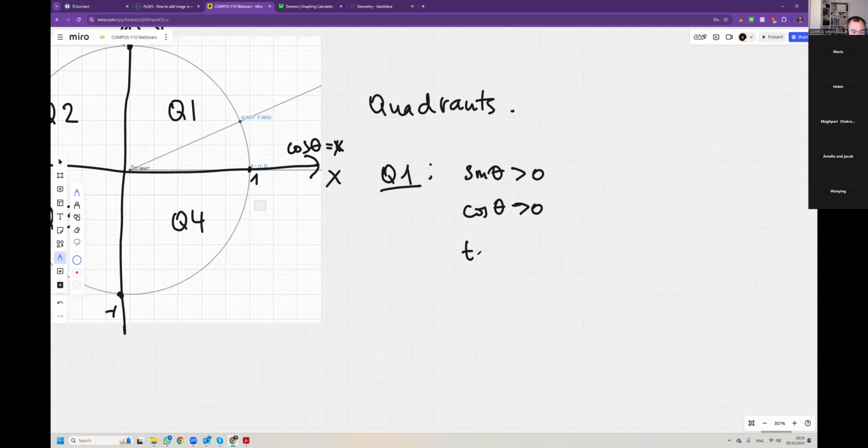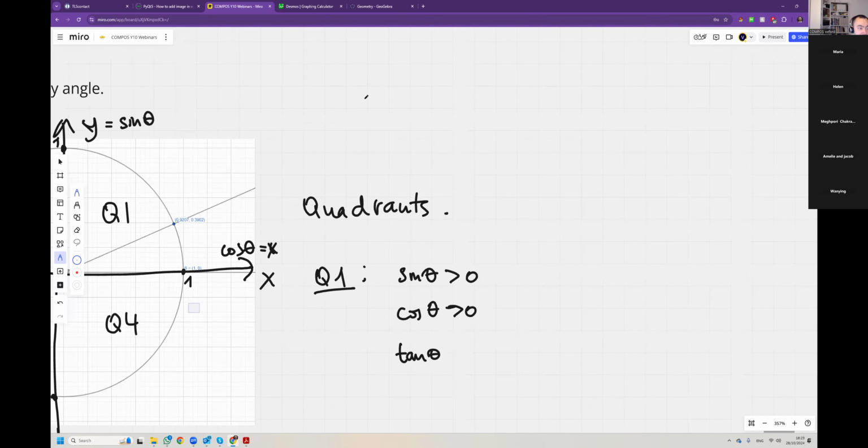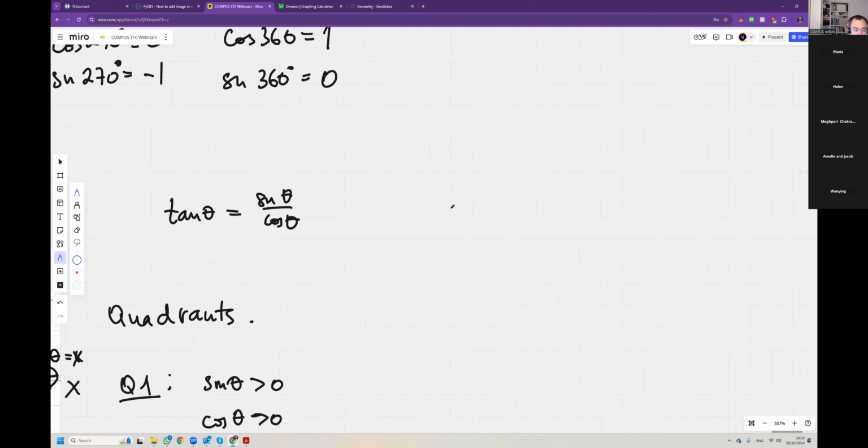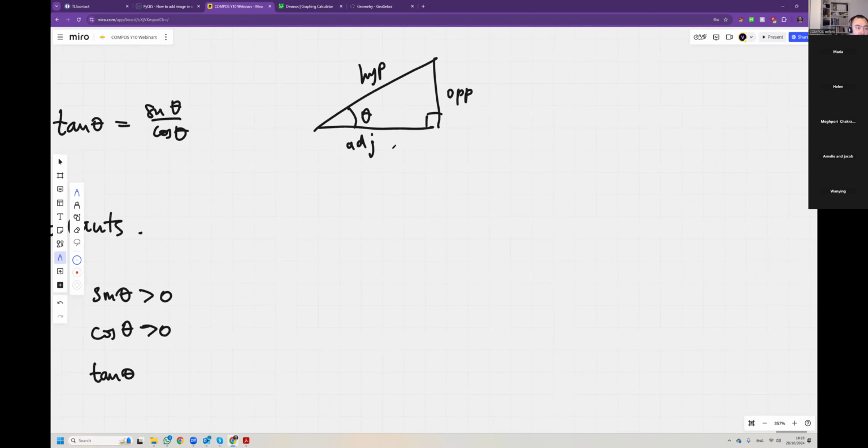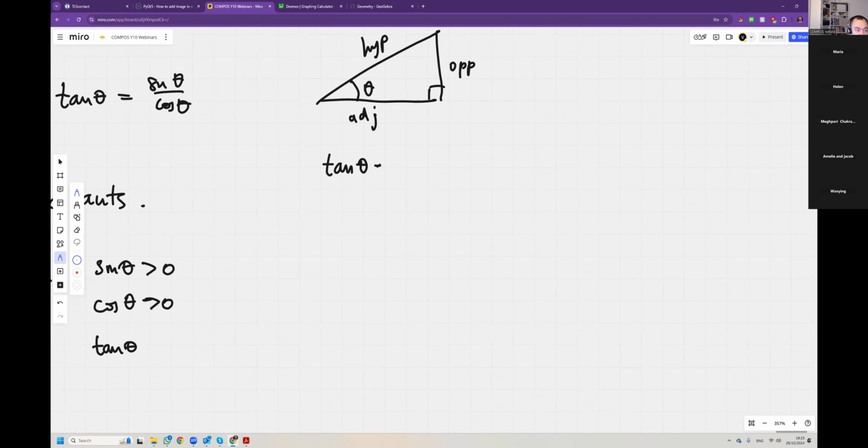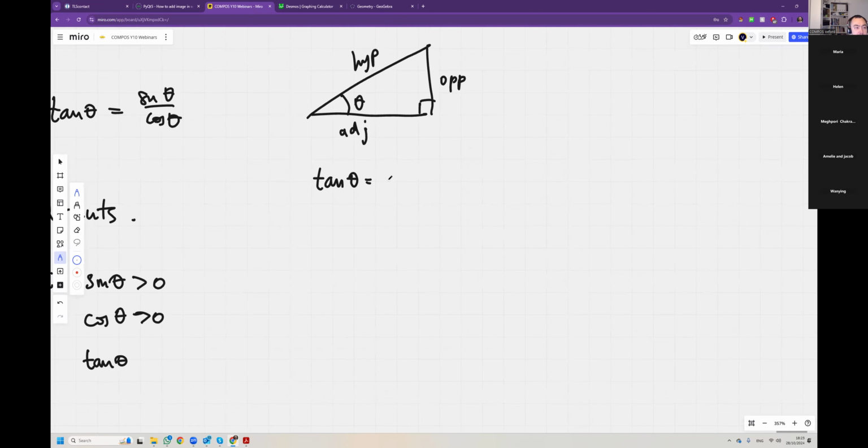Now tan theta is sine over cosine, so tan theta can be written as sine theta over cos theta. Let me prove this to you. So, theta, this is opposite, this is adjacent, and this is the hypotenuse. Tan theta is opposite over adjacent.